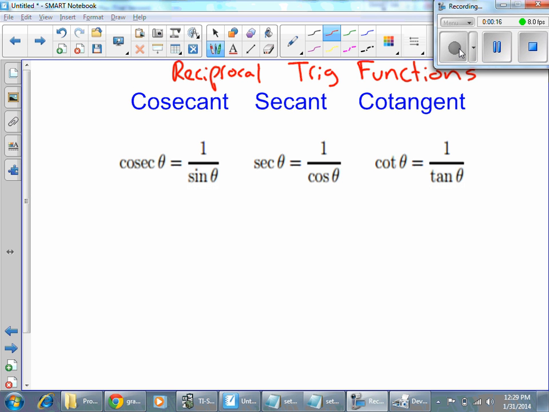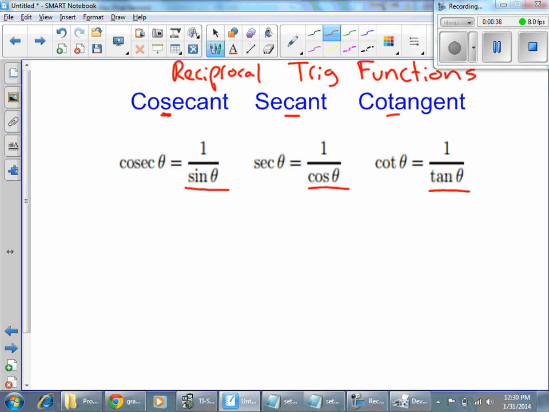For instance, the third letter of cosecant is S, so we know that cosecant is going to be 1 over sine. Sine starts with S. For secant, the third letter is C, so it's going to be 1 over cosine. And for cotangent, the third letter is T, so we know it's going to be 1 over tangent.